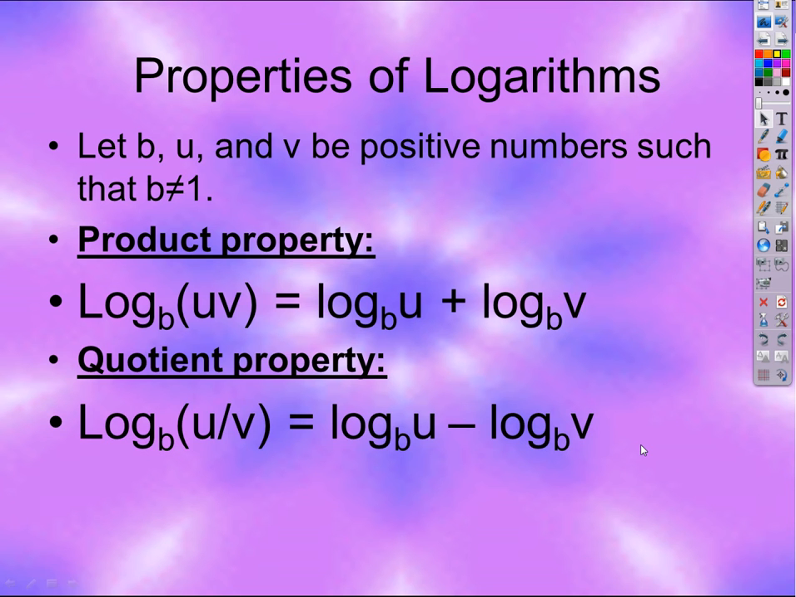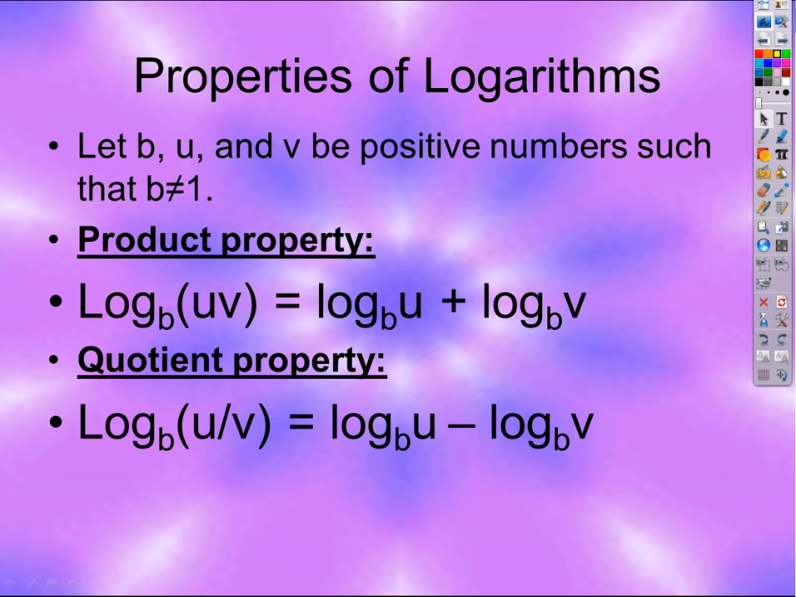Quotient property: same kind of deal, doesn't matter what base. If I have the log of u divided by v, so u on the top and v on the bottom, then that becomes the log of u by itself minus the log of v by itself. Whatever's on the top goes first, and you subtract from that whatever's on the bottom.